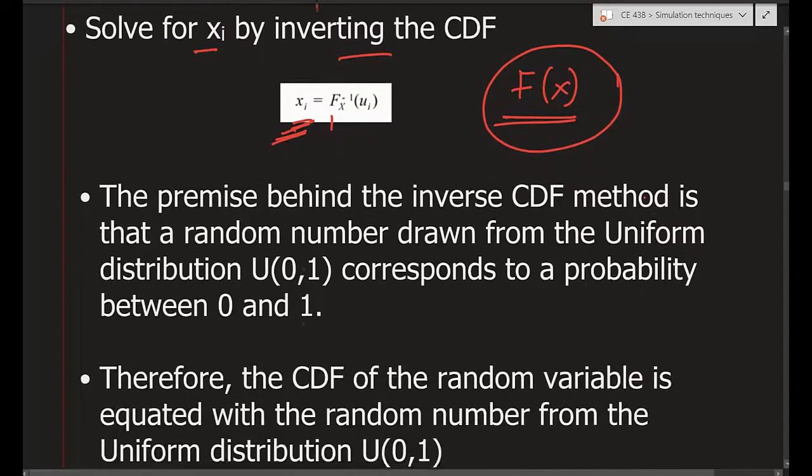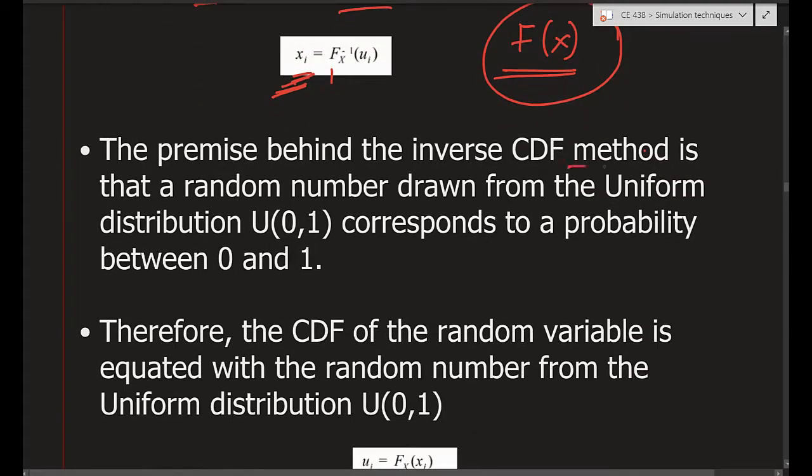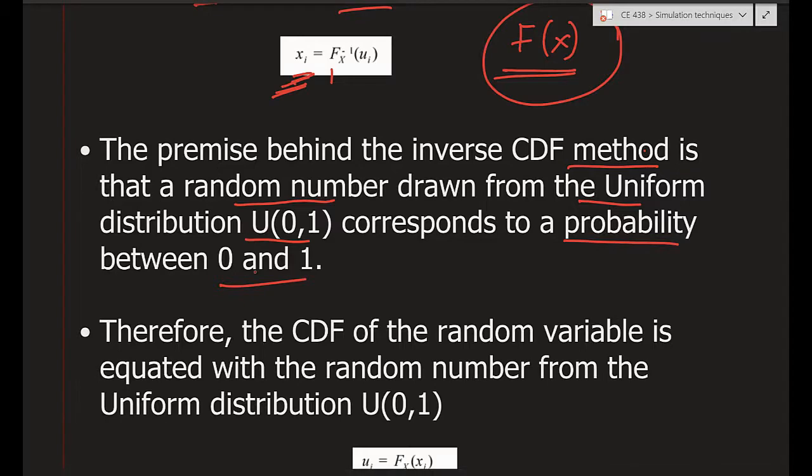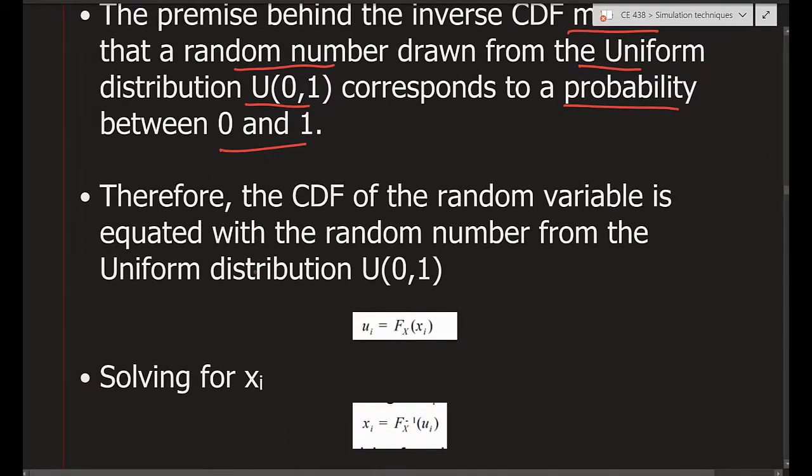So basically the assumption behind this inverse CDF method is that the random number drawn from the uniform distribution corresponds to a probability between 0 and 1. Therefore the CDF of a random variable is equated with the random number from the uniform distribution between 0 and 1. So this we already said. We have a random number between 0 and 1, and the CDF lies between 0 and 1. So we can use this idea to equate the CDF, and in the next step we invert it, once we know the analytical function for the CDF, to estimate the value of xi.